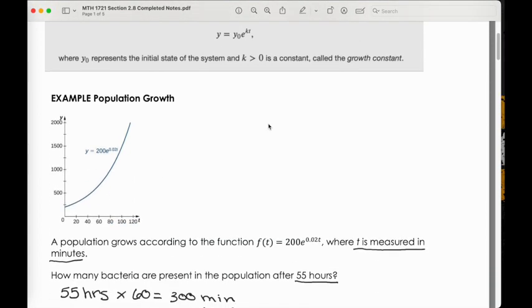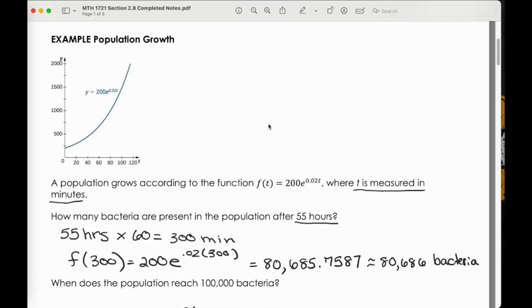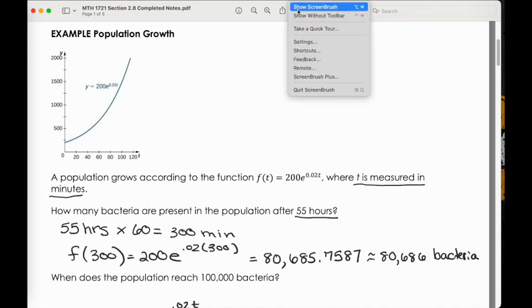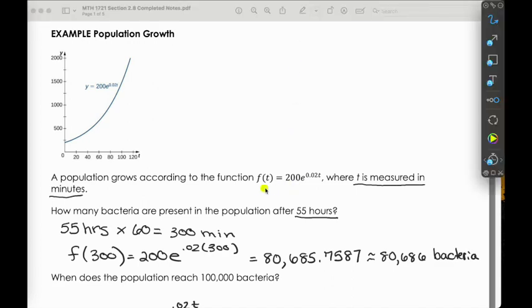Okay, let's look at our first example. We're talking about population growth. We have a population that grows according to the function f of t is equal to 200e to the power of 0.02t, where t is measured in minutes. Now, this is important, so I underlined it. We want to make sure that whatever we plug in for t, it's in minutes.